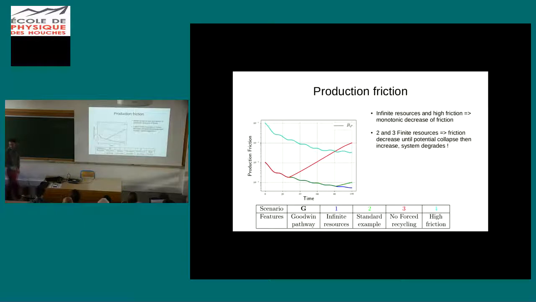Finally, if we look at the production friction, that means the capacity of the system to let the energy or the resource flow into the convection engine, we have in fact three cases. We have the infinite resources, which are these two cases. We can see that the friction decreases with time because we can always have investment. At high friction, we also have a decrease of this friction. Of course, it starts at a higher value, but because we can always have production, we always have investment, and we are always able to decrease the internal friction.